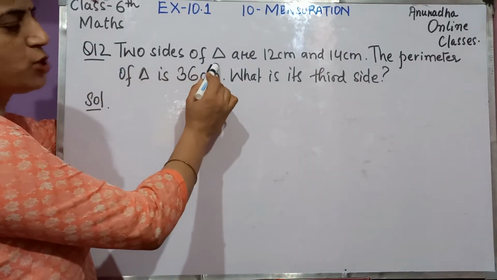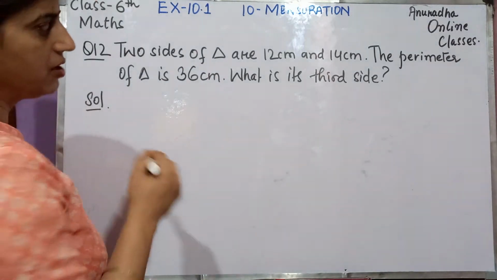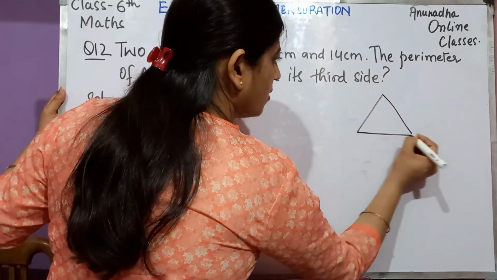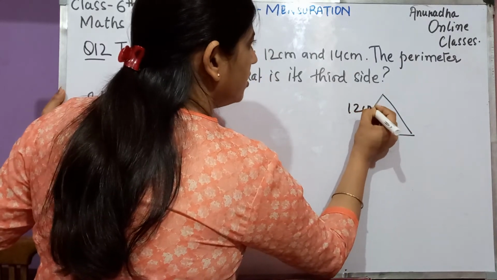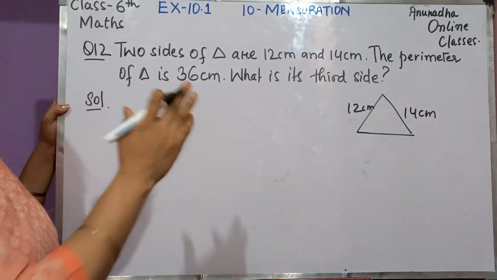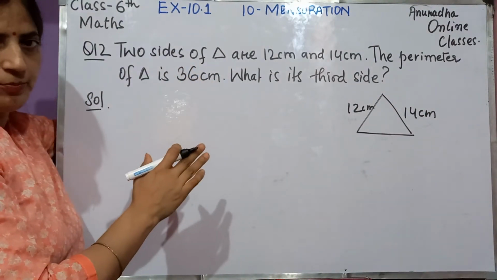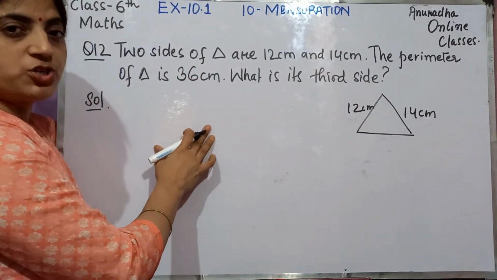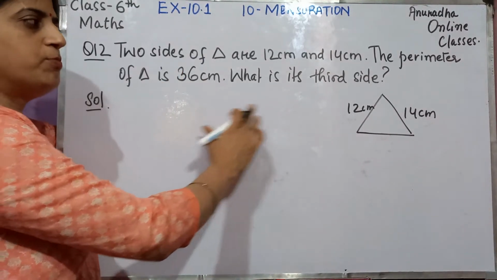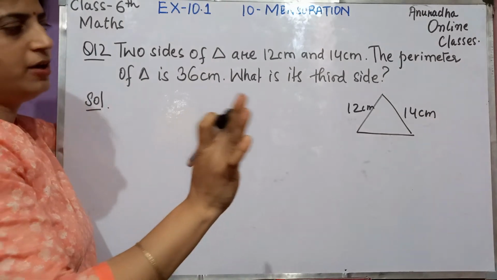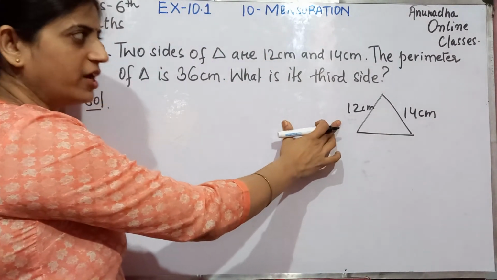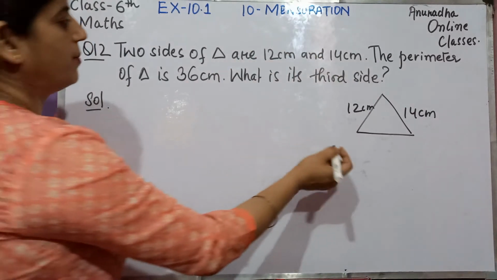Two sides of a triangle are given. One triangle is given and it has two sides. The given sides are 12 centimeter and another side is 14 centimeter. Always this is the way to do the question: whenever you are given any question like this, quickly make the figure. Just make a triangle. Whatever is given, just write down there. Then find out what we have to find.